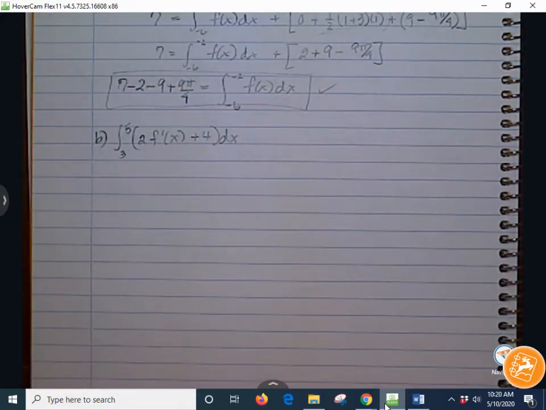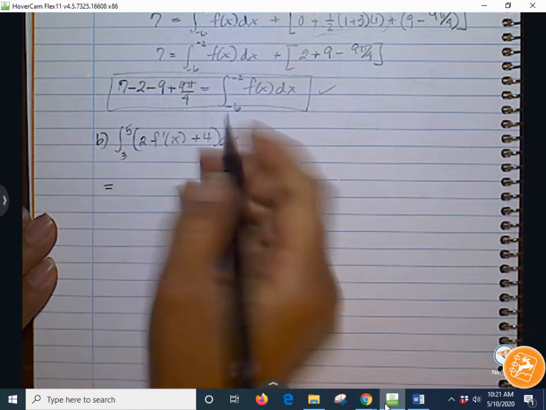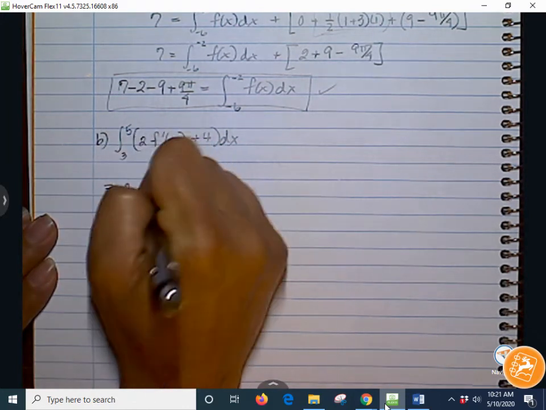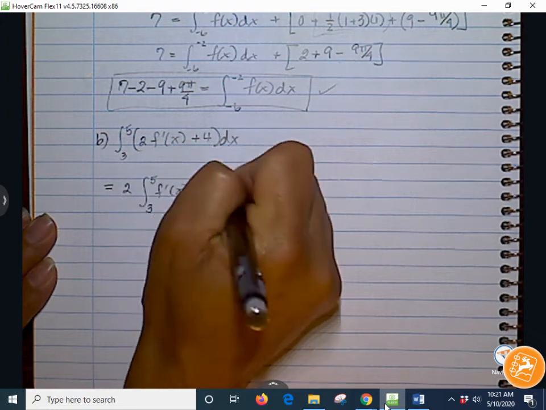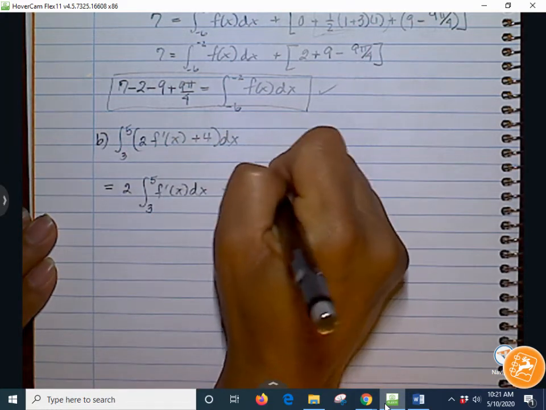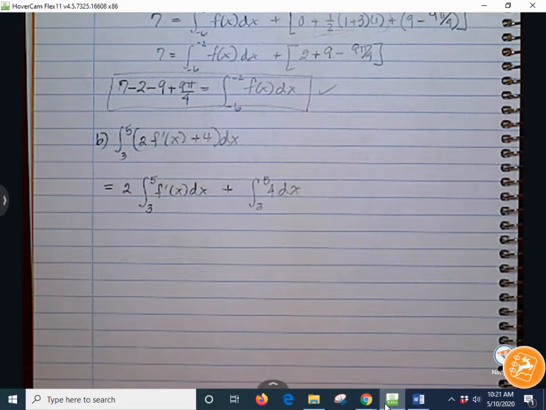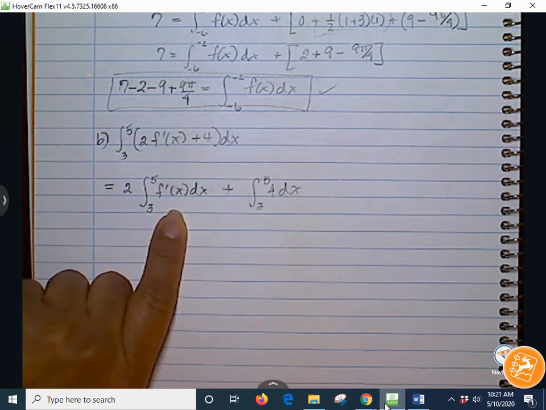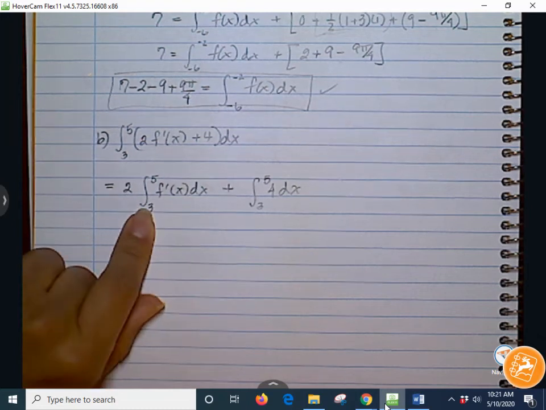Well, this is another situation of properties of integrals. So I'm going to go ahead and separate this. So I'm going to go 2 times the integral from 3 to 5 of f prime of x dx plus the integral from 3 to 5 of 4 dx. Okay? So now I'm going to use some FTC. FTC 1 and 2 is going to be applied here.